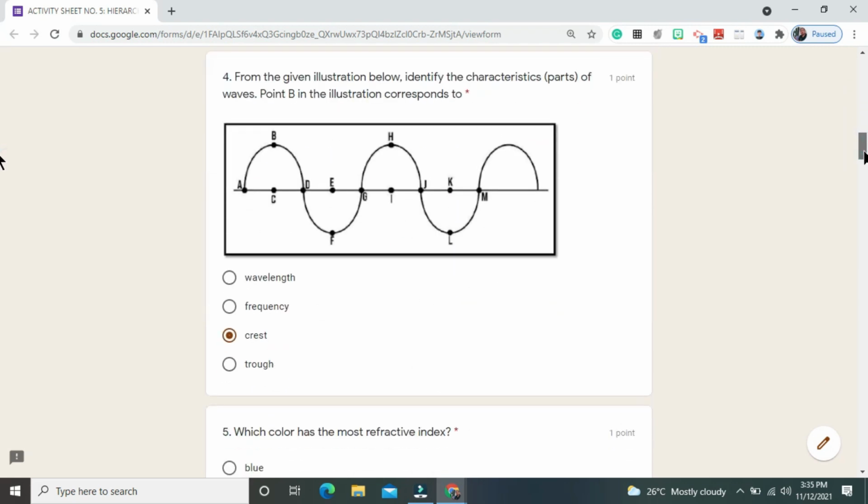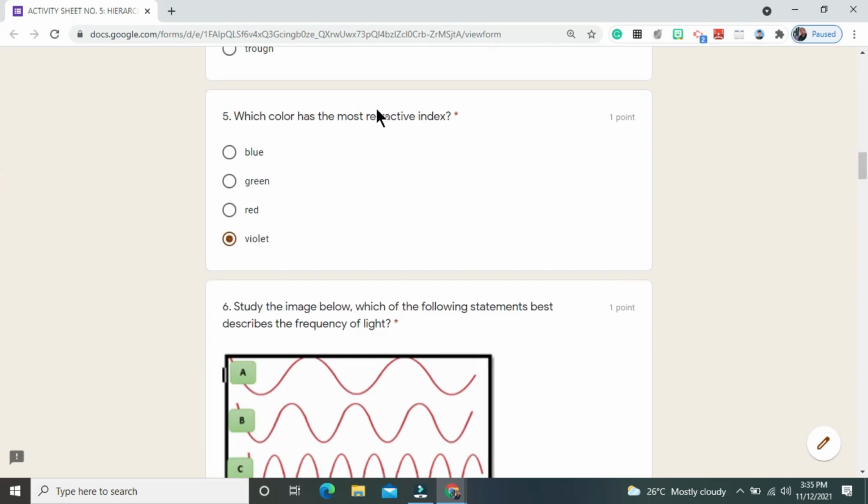Question number 4. From the given illustration below, identify the characteristics or parts of waves. Point B in the illustration corresponds to, the correct answer is crest. Question number 5. Which color has the most refractive index? The correct answer is violet.